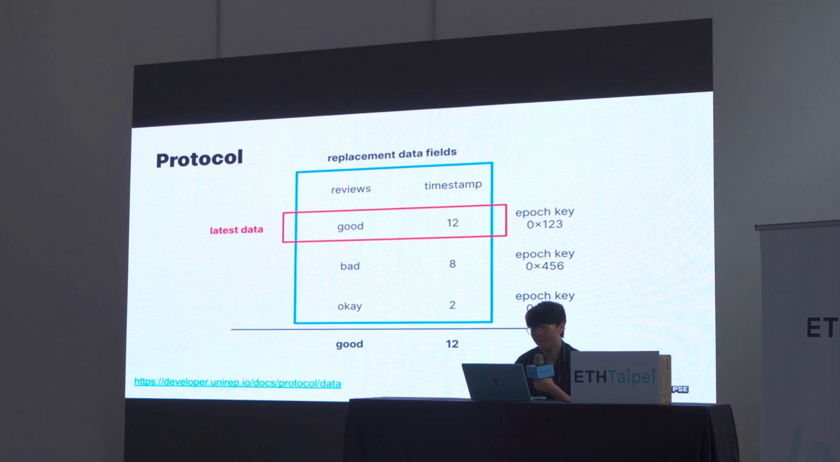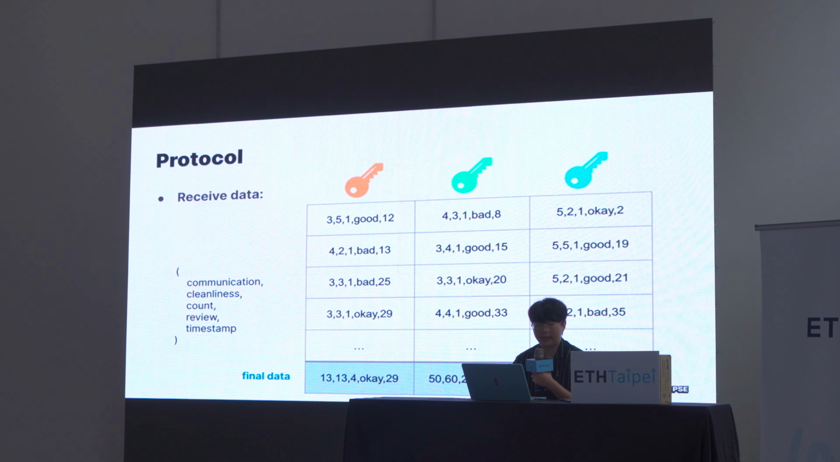Yeah. So what Alice can receive is something like this. Yeah, this is just an example. Each epoch key can receive a lot of data, a lot of attestations, and then it can become the latest final data, like in the bottom.